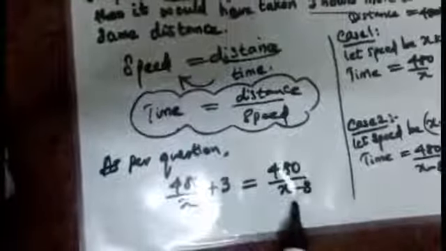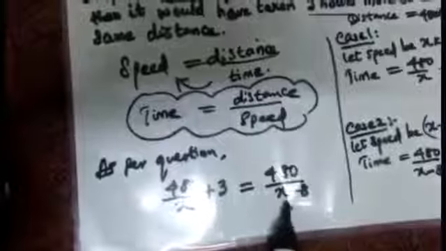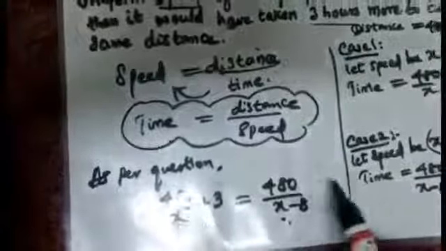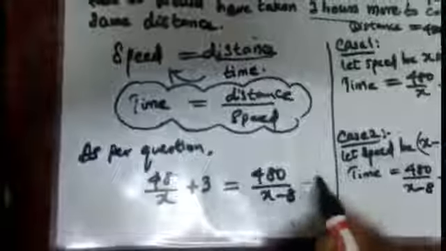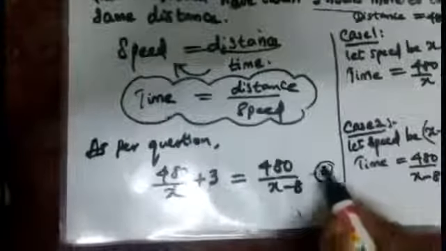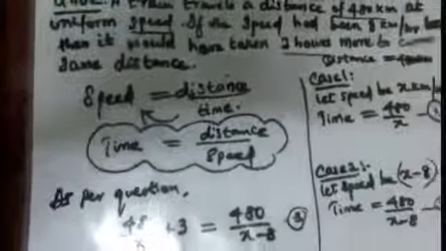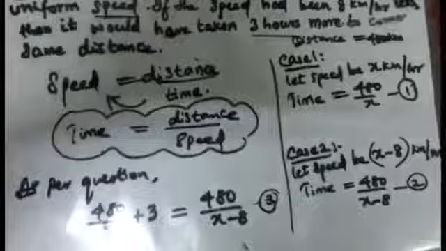The time taken by the train when you reduce the speed is this, and it will be plus 3 hours, extra 3 hours than usual. So this is our framing of the equation as per the question. Now we will try to sort things out and make it a quadratic equation. Okay, so let's continue by transposing it.